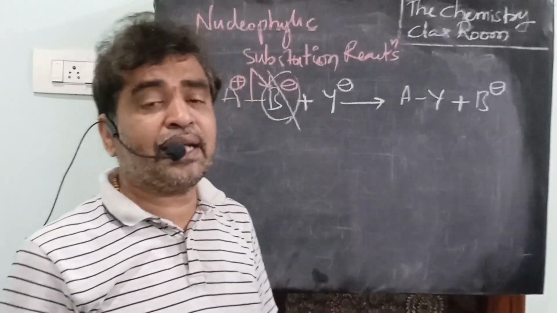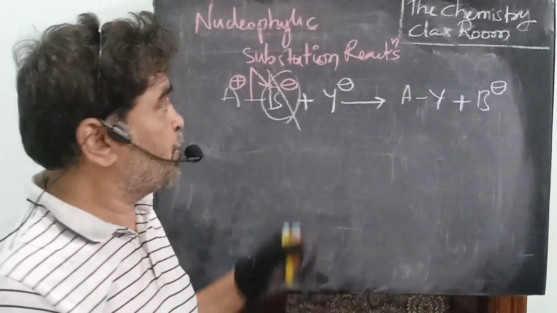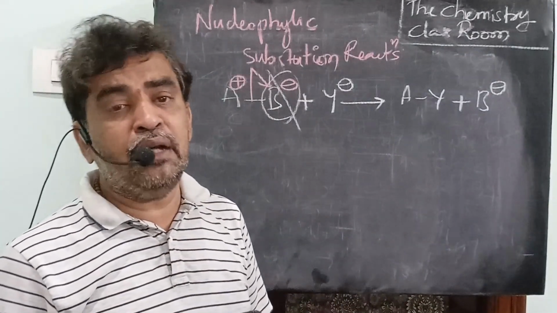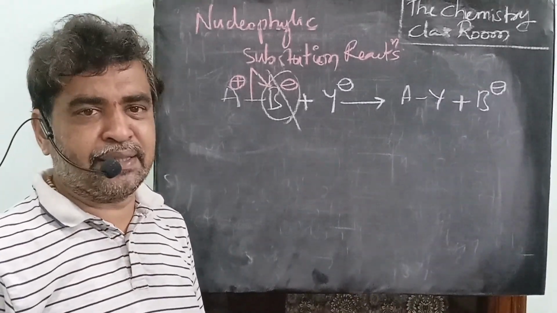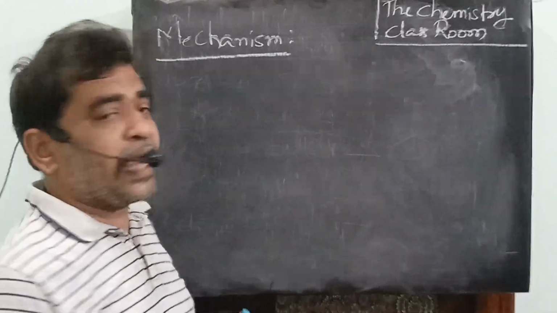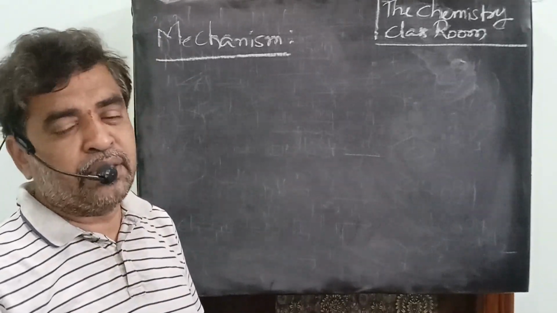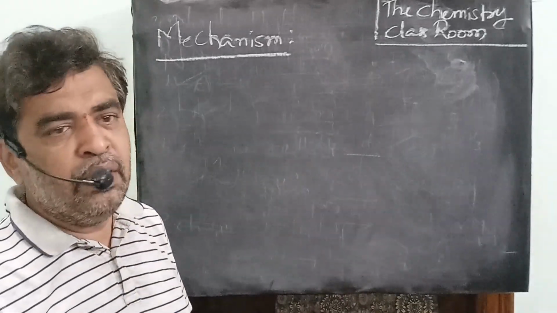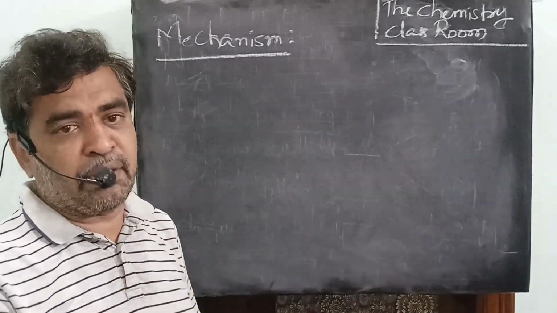Generally, these reactions have a mechanism. That mechanism we will discuss completely. In nucleophilic substitution, a lot of mechanism is involved. In nucleophilic substitution reactions, we have two types of mechanisms. The two mechanisms are involved. So which compounds are undergoing which mechanisms? Now we discuss one by one.